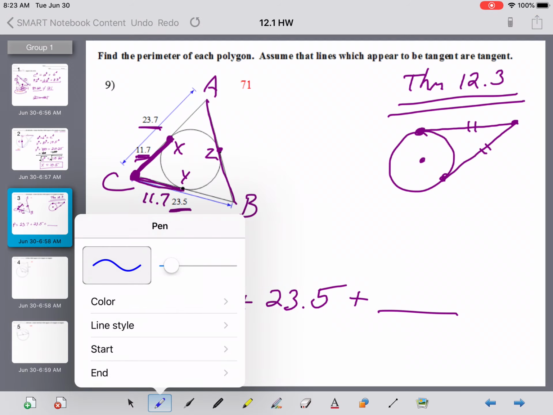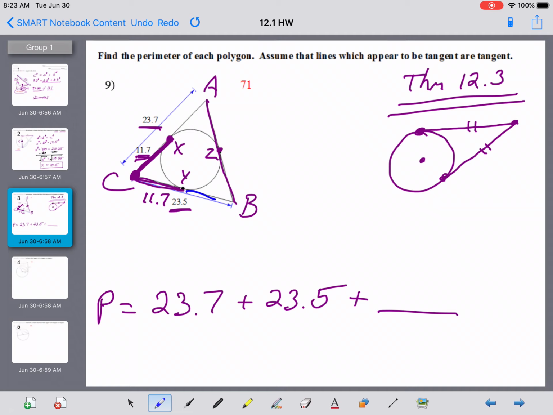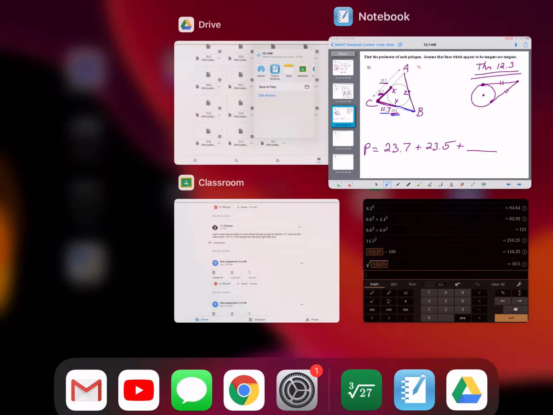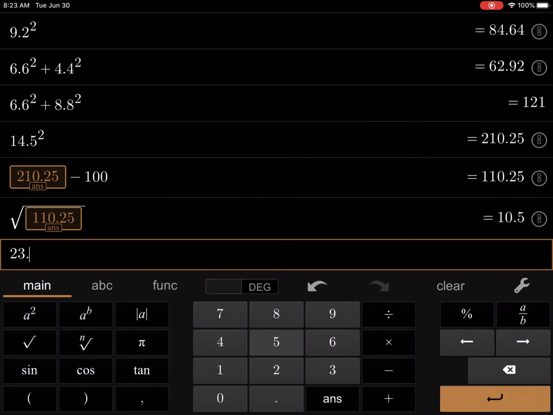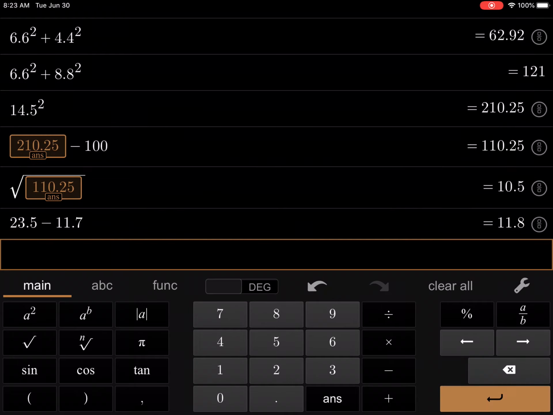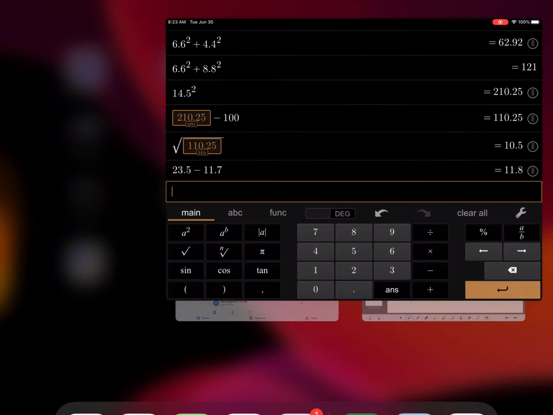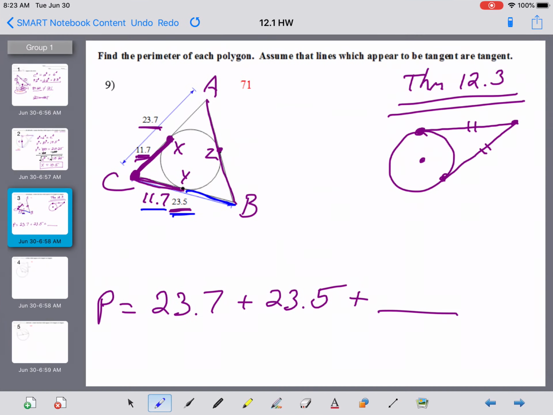I'll go to blue here. Now the question becomes, how long is YB? Well, to figure that out, we know that the entire distance from C to B is 23.5, and 11.7 of that is used up on the left. So we're just going to subtract 23.5 minus the 11.7 that was used up on the left, and that tells us that the other piece here is 11.8. Okay, so the 23.5, the 11.7, this is 11.8. Now that's the length of the tangent segment that goes from B to Y.